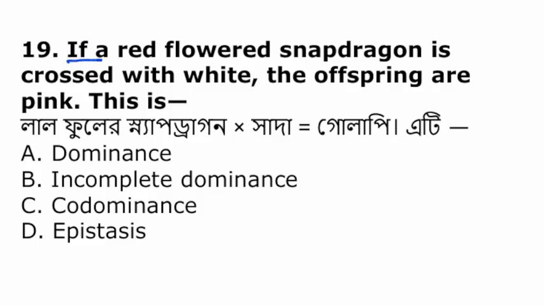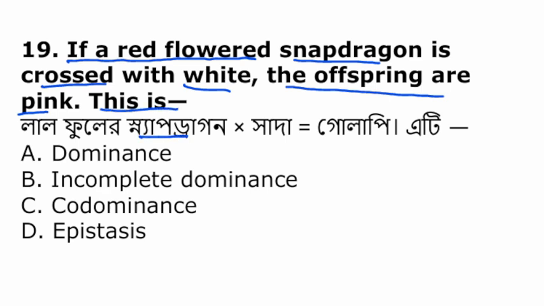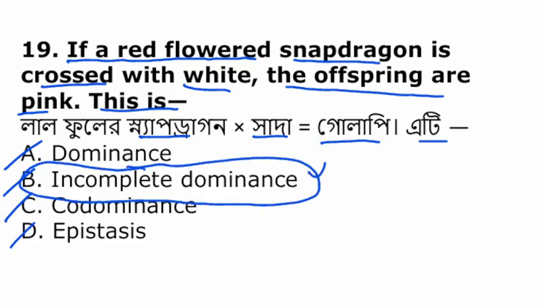If a red flower snapdragon is crossed with white the offsprings are pink. So this is, যখন একটা লাল ফুলের স্ন্যাপড্রাগন সাথে সাদা ক্রস করা হয় আমরা গোলাপি ফ্লাওয়ার পাই। তো সেটাকে কি বলা হয়? ডমিন্যান্স, ইনকমপ্লিট ডমিন্যান্স, কোডমিন্যান্স, এপিস্টেসিস। So this is an example of incomplete dominance.